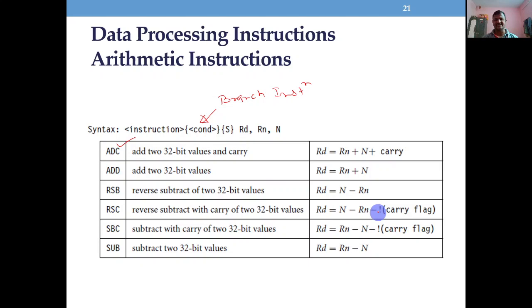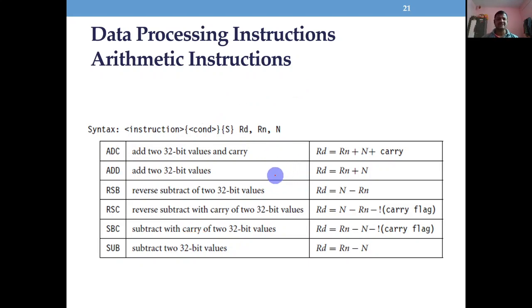Then reverse subtraction with carry: Operand2 minus Rn minus the complement of the carry flag bit. This exponent symbol indicates complement. Then subtract with carry, also called subtract with borrow: Rn minus Operand2 minus the complement of the flag, similar to add with carry. Then simple subtraction, just Rn minus Operand2, SUB. All these are 32-bit instructions; they support 32-bit numbers.